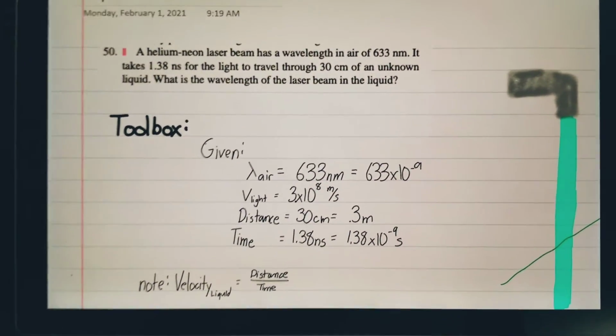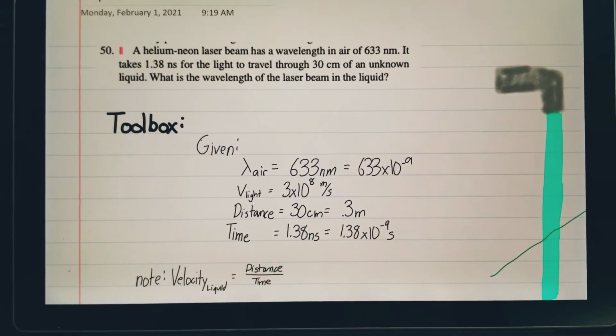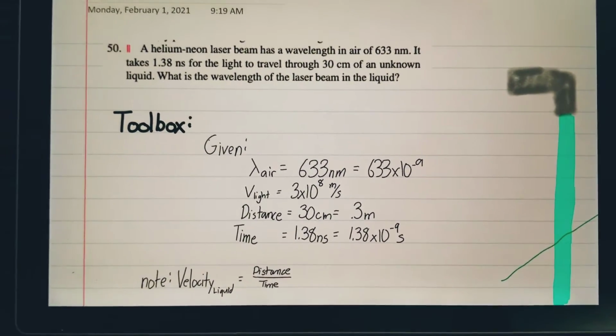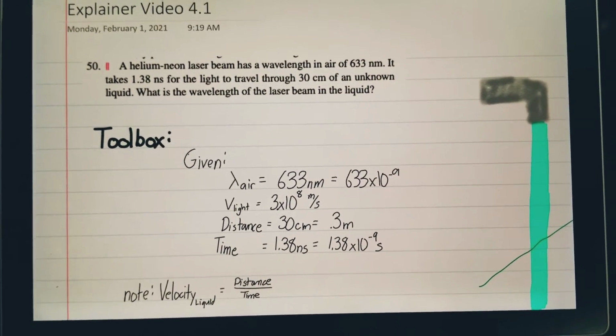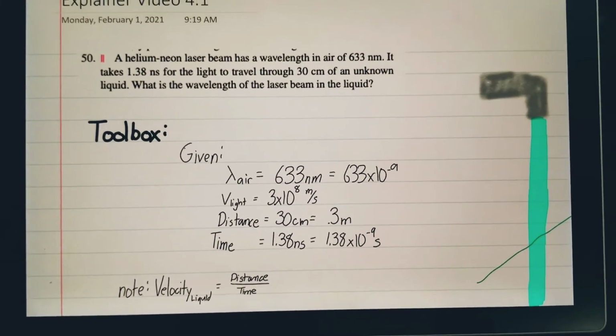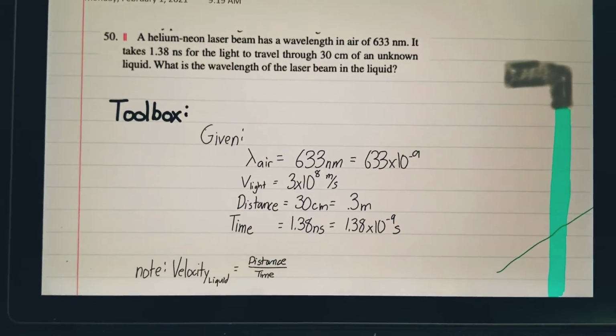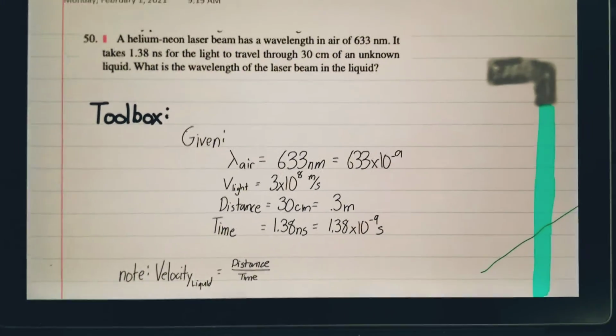A helium neon laser beam has a wavelength in air of 633 nanometers, and it takes 1.38 nanoseconds for the light to travel through 30 centimeters of an unknown liquid. What is the wavelength of the laser beam inside that liquid?